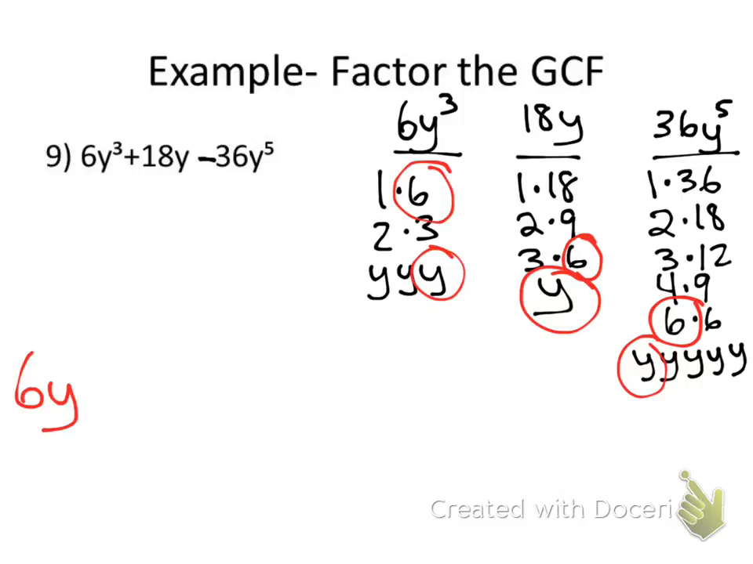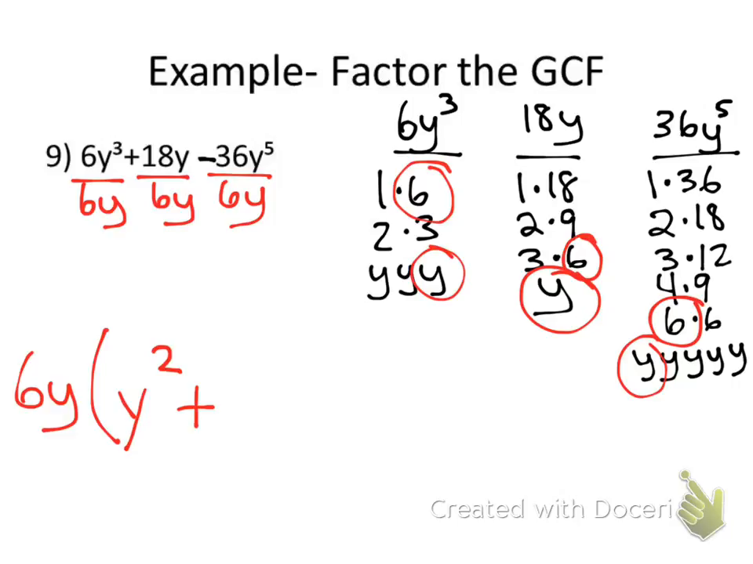Alright, so my GCF here is a 6y. So I'm going to divide every term by 6y. I'm going to write what I have left over in parentheses. What is 6 divided by 6? 1. And then I had y to the 3rd, but I'm taking one of those y's out. So that's y to the 2nd. Good.